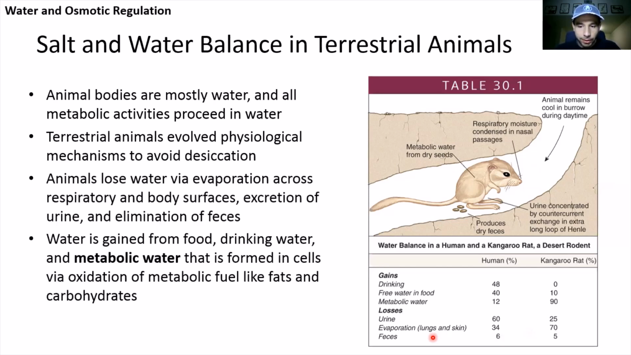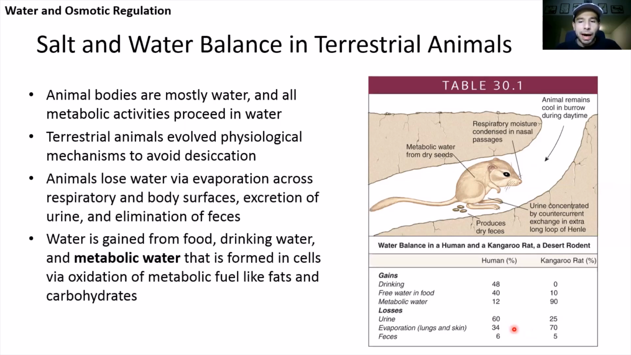Look at us. This is us humans. Our feces is moist, so we're losing some water in there. And we're losing water every time that we breathe out. However, most of our water we lose through urinating.